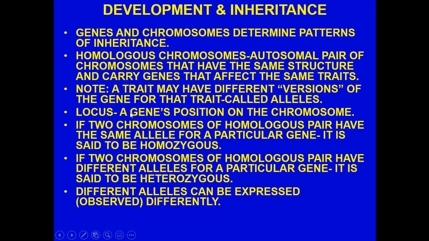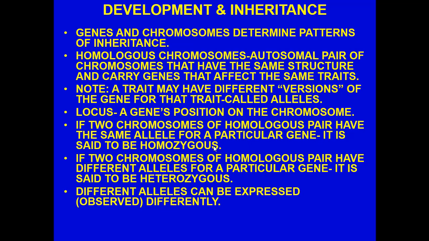When we talk about a locus, that's a gene's position on the chromosome. If two chromosomes of a homologous pair have the same allele for a particular gene, it's said to be homozygous. So, let's go back to type A blood, for example. If I have both of my chromosomes that code for type A blood, I'm homozygous type A.